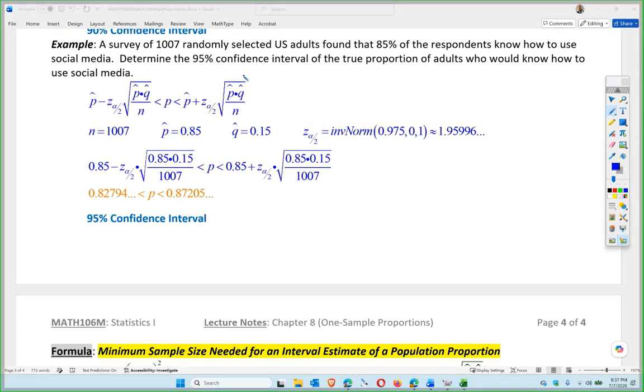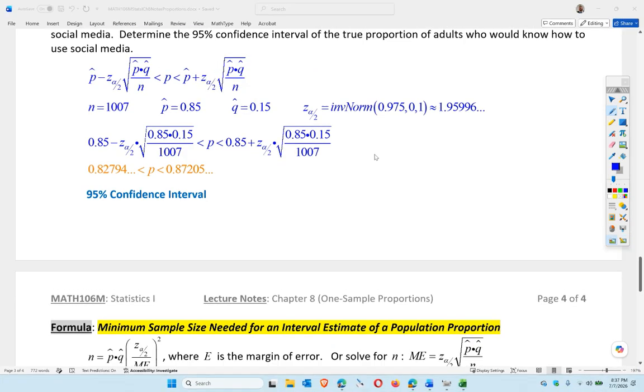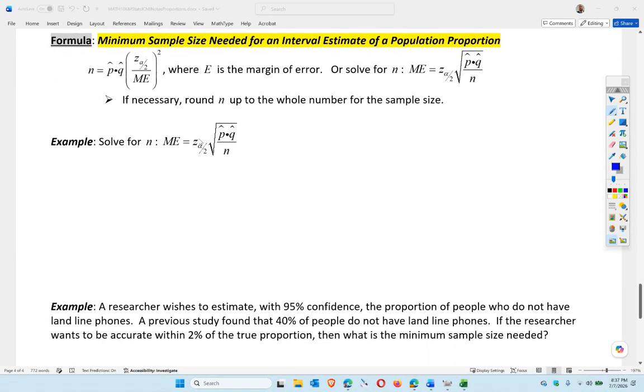This part is the margin of error. If you notice, this is the margin of error, and it has a sample size in it. Okay? So if you want to improve things, you need more samples. So let's take this right here and solve it for n.